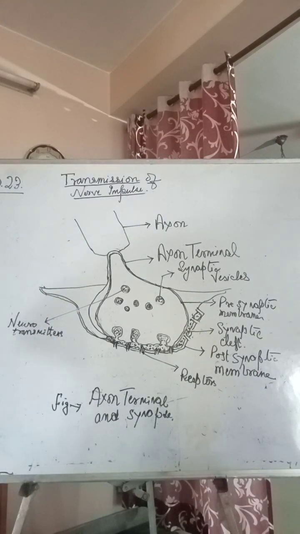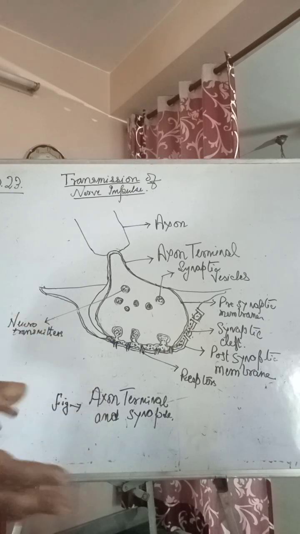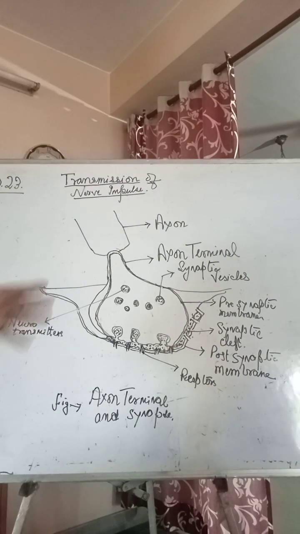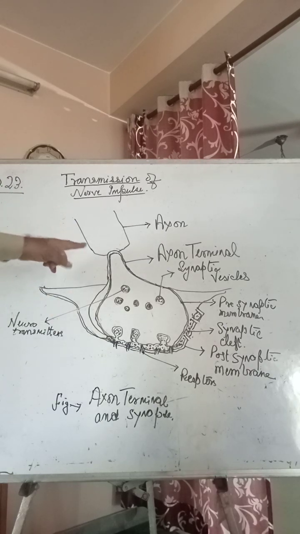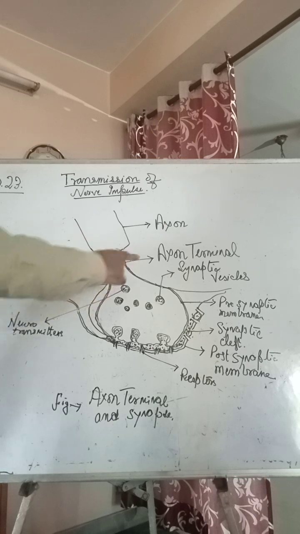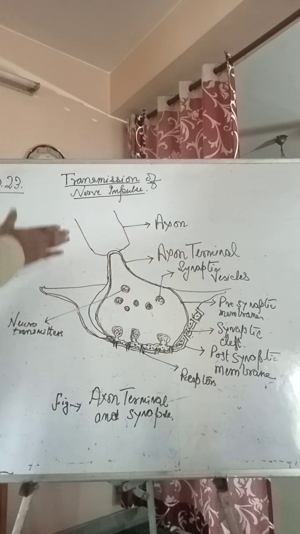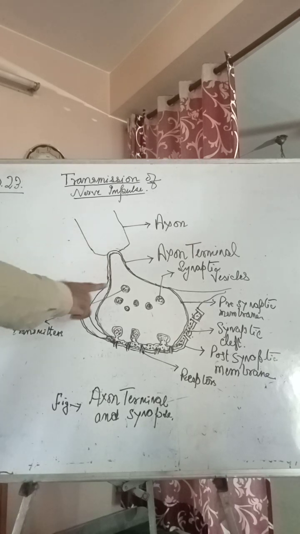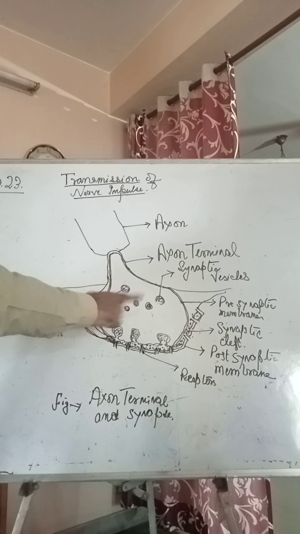Here you can see a figure showing how transmission of a nerve impulse takes place. This is a very important portion and I thought to explain it in a simple way. As you are seeing here, the axon end is being shown. This is the axon terminal. The message or impulse passes through this axon only, as you are all aware. This is the terminal of the axon.